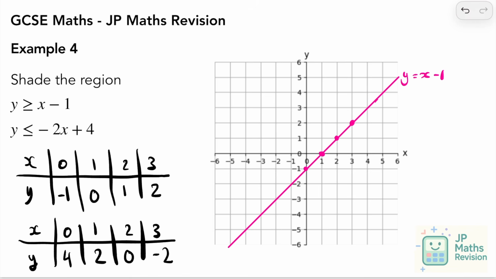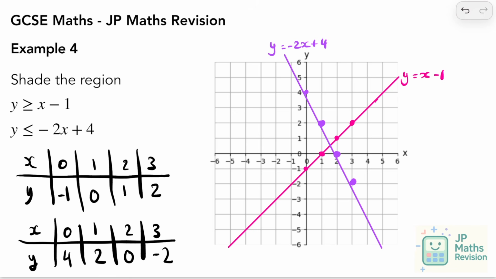And then for the other one, I'm going to plot 0, 4, so along 0, up 4. I'm going to plot 1, 2. I'm going to plot 2, 0, and I'm going to plot 3, minus 2. So that's going to be this line here. So this is line y equals minus 2x plus 4.